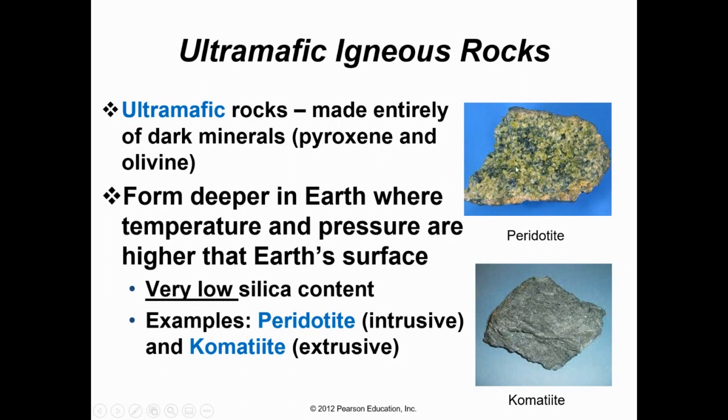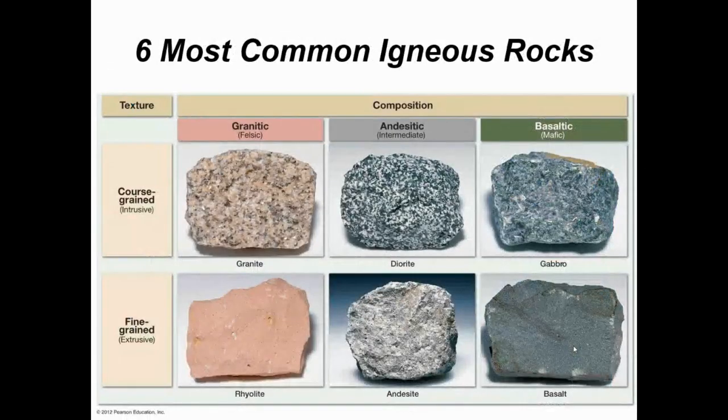But peridotite, of course, with the larger grains, formed as an intrusive igneous rock, and then komatiite, which is extremely rare, is the extrusive variety. So it can form at the surface, but like I said, it's very rare. Both require higher temperature and pressure as a general rule in order to form.